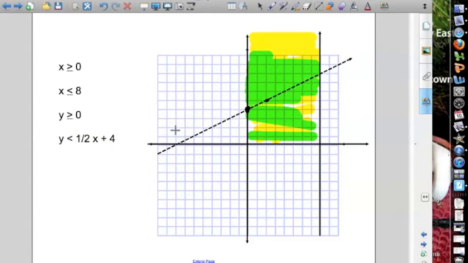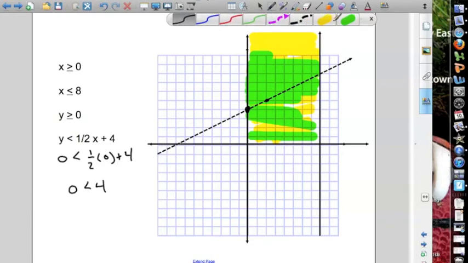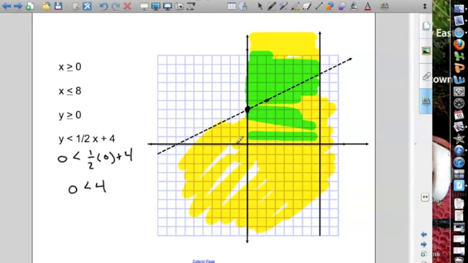And then remember, for shading on these lines here, it's a little bit more difficult than the others. We have to look at a particular ordered pair here. And I always like to look at 0, 0 if it works. So let's plug in 0, 0. If I plug in 0, 0, 0 is less than 1/2 times 0 plus 4. Well, 1/2 times 0 is just 0. 0 plus 4 is 4, so I have 0 is less than 4. You have to analyze that to see if it's true or false. It is true. That means that the solutions to this problem are all on this side of it. So these are all solutions down here.